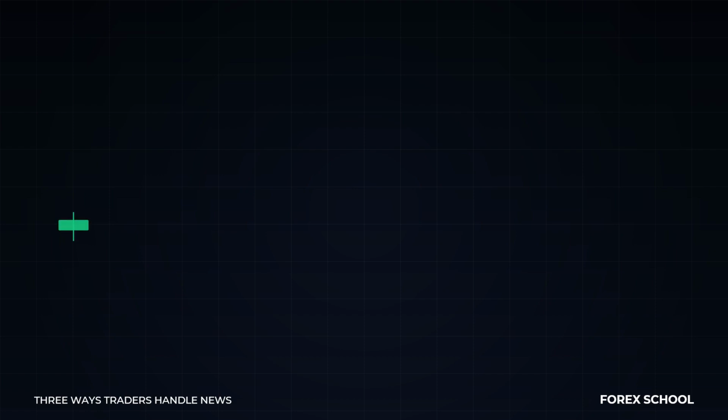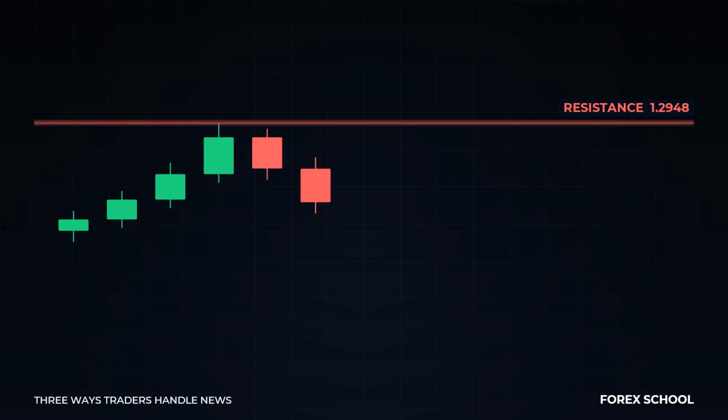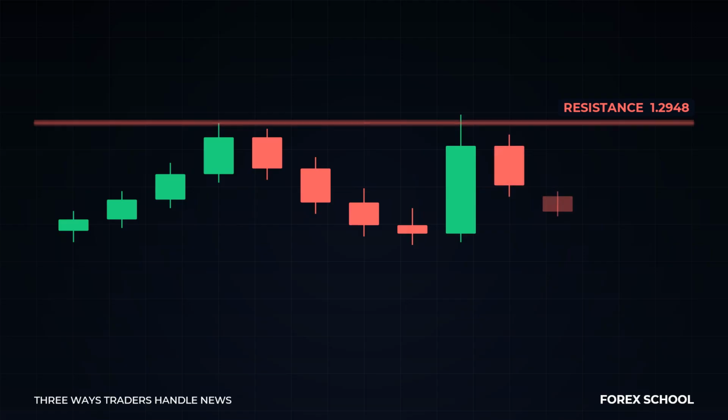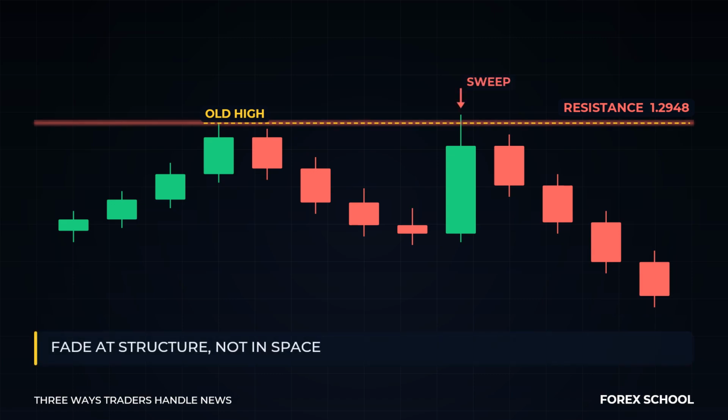Here's the fade, and notice it only works because structure was drawn before the news. Earlier in the chart, a rally tops out at 129.48, an old high the whole market can see, then price pulls back for candles into the release. The number lands and the spike rips upward to 129.54, 6 pips through the old high, straight into the pool of stops resting above it, that's the sweep, and then the candle closes back at 129.32. The level held. Traders fading this aren't guessing the data, they're selling a known ceiling after an emotional overshoot.